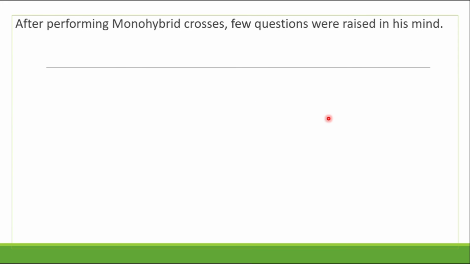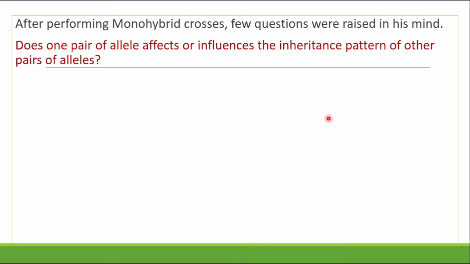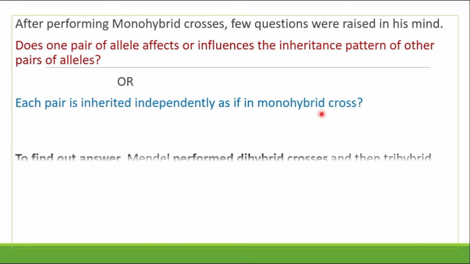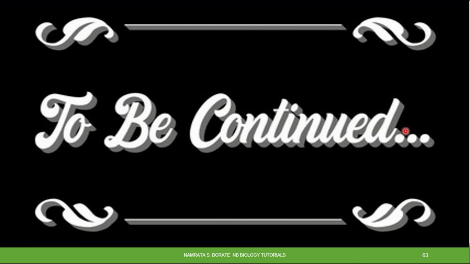After performing the monohybrid cross, a few questions were raised in his mind. Does one pair of allele factors influence the inheritance pattern of the other pair of alleles, or is each pair inherited independently as in a monohybrid cross? To find out the answer, Mendel performed the dihybrid cross and then the trihybrid cross.